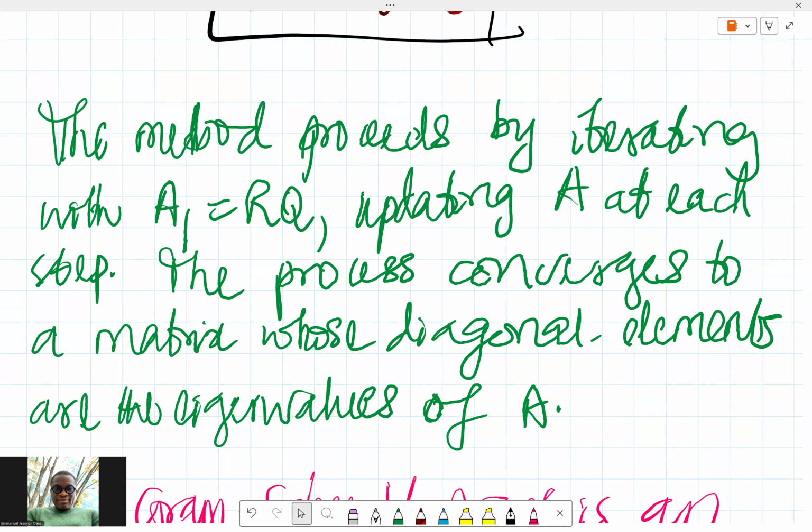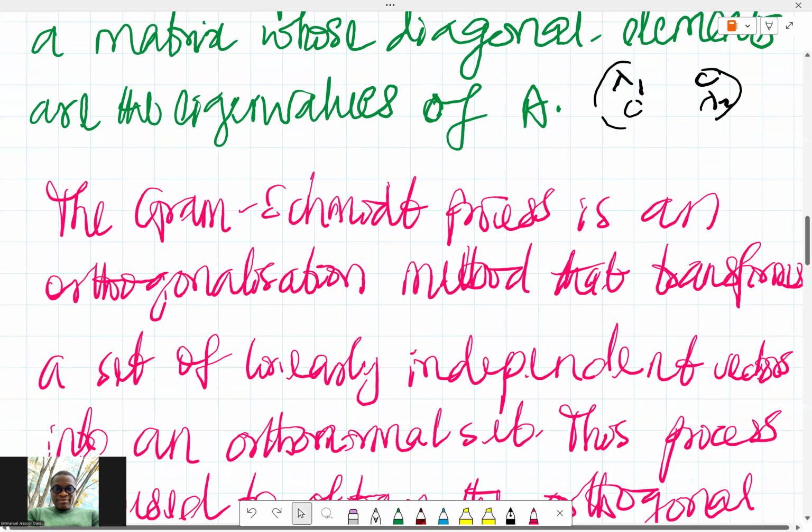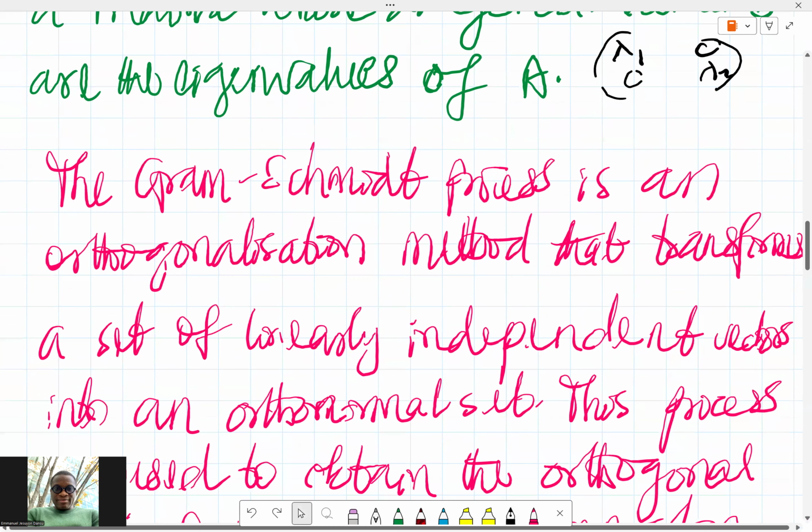So that means by the time you keep doing this, you're going to finally get to a point where you have an upper triangular matrix, with lambda one here and lambda two here. Then you can have whatever in these other places, maybe zero or whatever. But what you have on the principal diagonal will be the eigenvalues you are looking for.